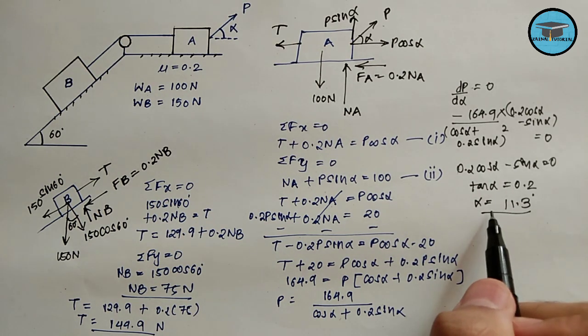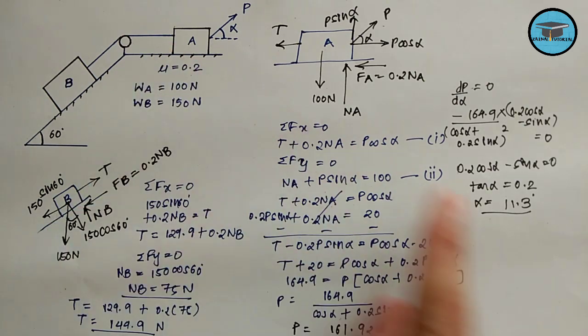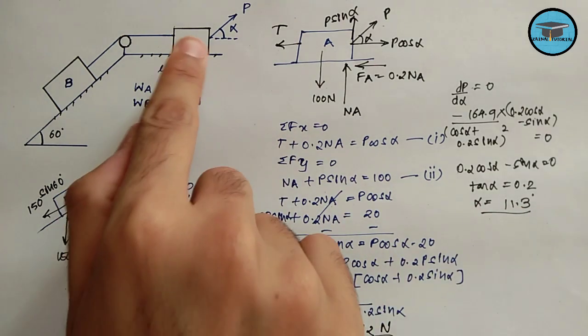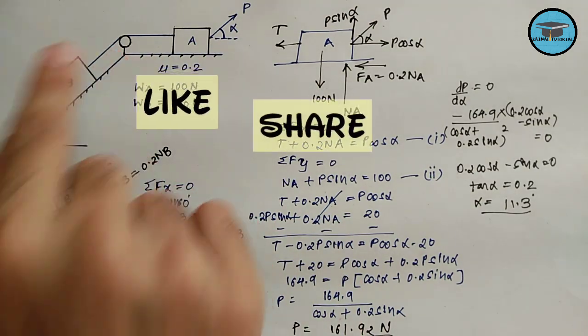Now putting this value of alpha in the equation, we get the value of P as 161.92 Newton. So we have obtained the value of P as 161.92 Newton, which should be applied at an angle of 11.3 degrees with the horizontal to raise block B in the upward direction.